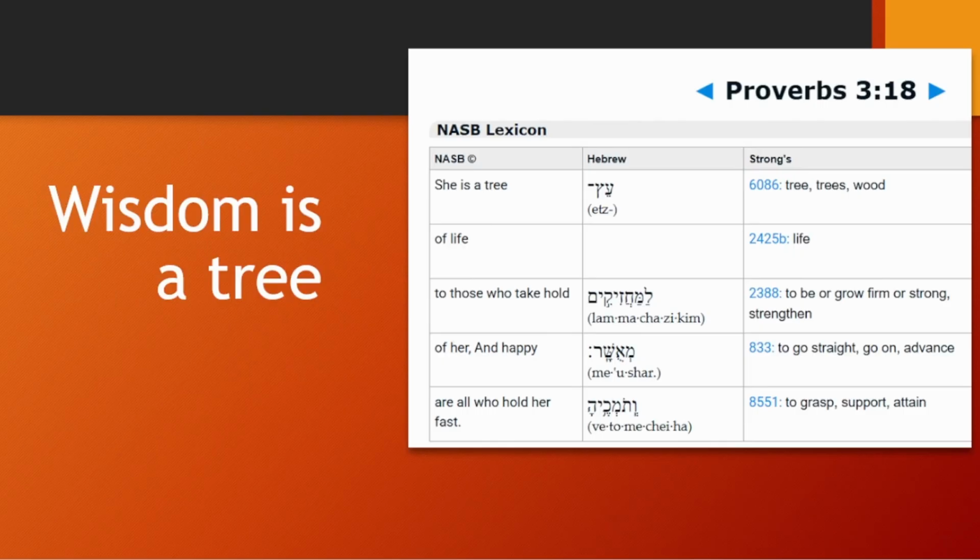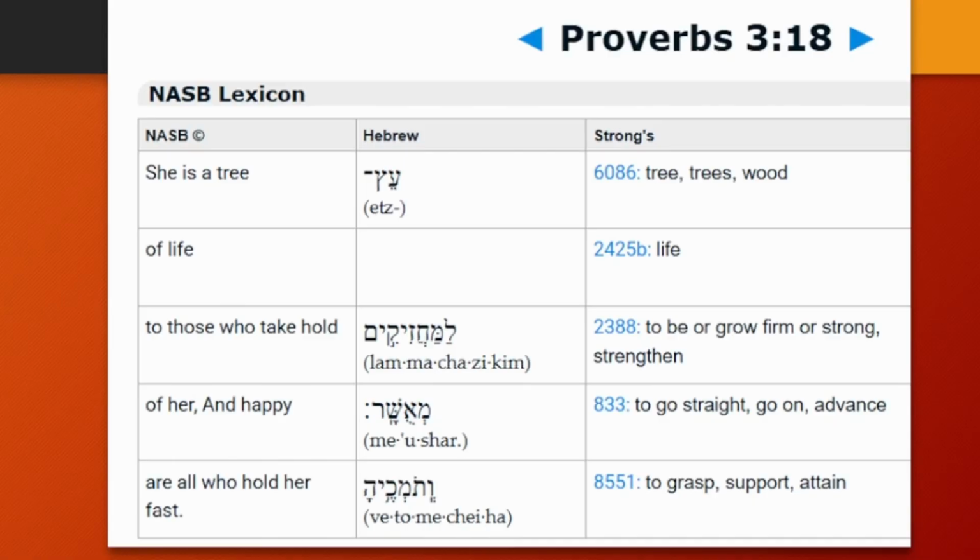All right. Very nice verse in scripture, which I love reading. It says in Proverbs 3:18, wisdom is a tree. It says she is a tree. And if you read the beginning of Proverbs 3, you will see it's talking about wisdom. So wisdom is a tree of life. It says, to those who take hold of her, happy are all who hold her fast.